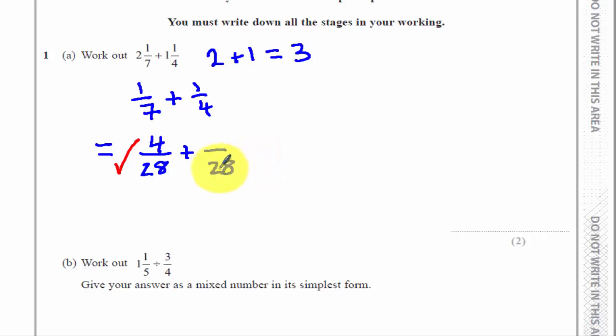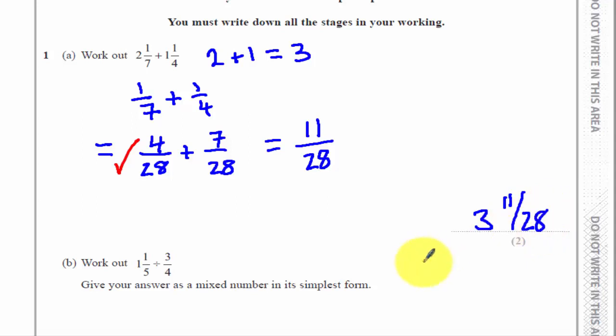4 times 7 is 28, so 1 times 7 is 7. And now, because the numbers on the bottom are the same, the denominators are the same, I can add the numbers on the top, and 4 plus 7 is obviously 11. Don't forget the whole numbers that you added together at the start, so it's 3 and 11 over 28. That gets you the second mark.